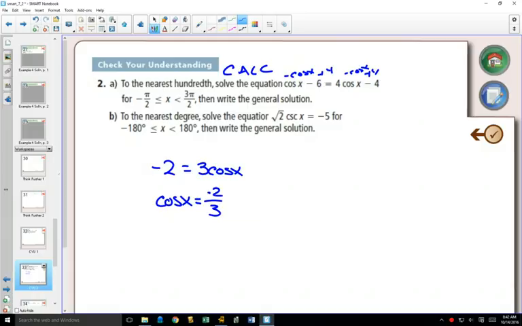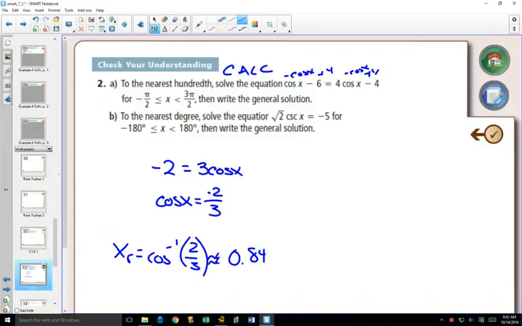Now, to find our reference angle, we would do cos inverse of positive 2 over 3. So go to our calculator for that. And this question is in radians, so we need to make sure that our calculator is in radians. And we get a reference angle of approximately 0.84. Should probably use an approximation symbol there.